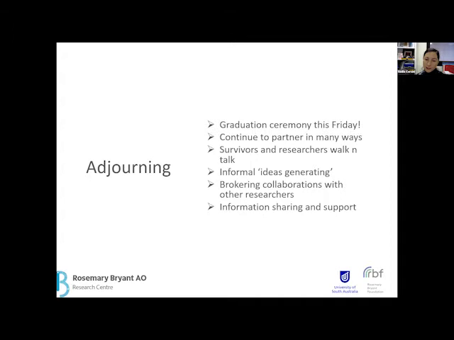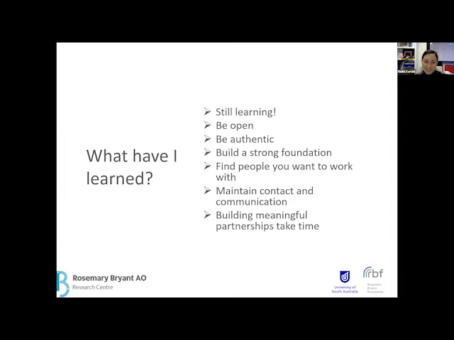So what I've learned is that I'm still learning all the time about how to do consumer engagement well. It's important to be open and authentic, and regardless of how confident you are in what you're doing, those qualities will see you well. Remember to build a strong foundation by getting to know the consumers who have an interest in the research that you're doing, and finding the people that you enjoy working with and you think you might enjoy working with on a more formal basis.